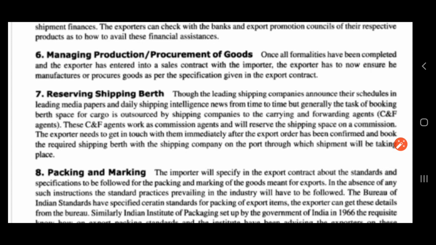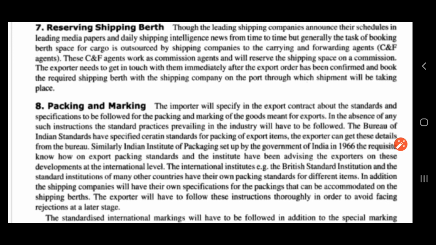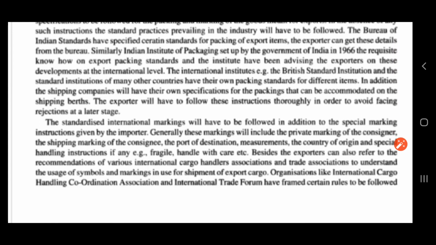They work for some kind of commission. So when they place an order, usually they take some commission, and they book the berth of shipping for cargoes. And the next step is packing and marking.